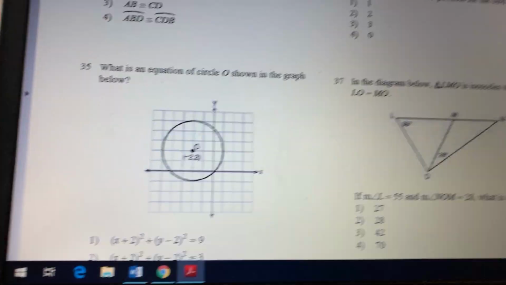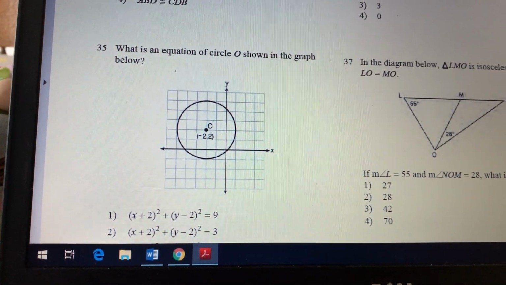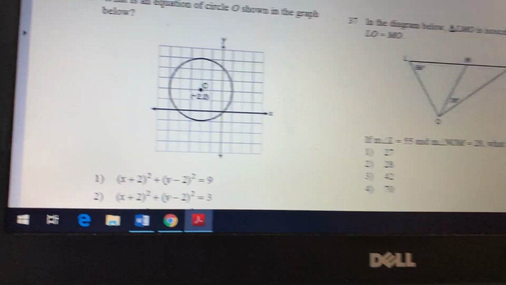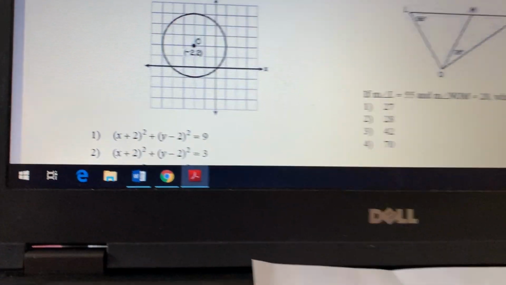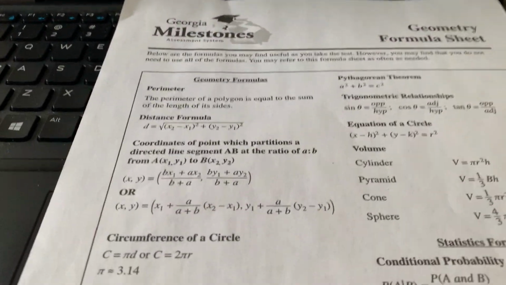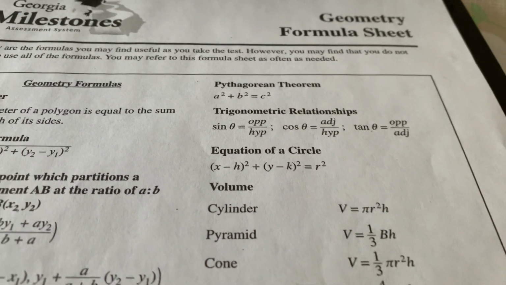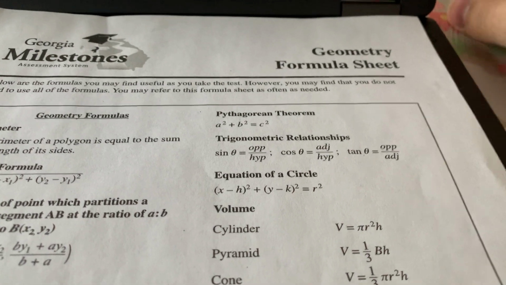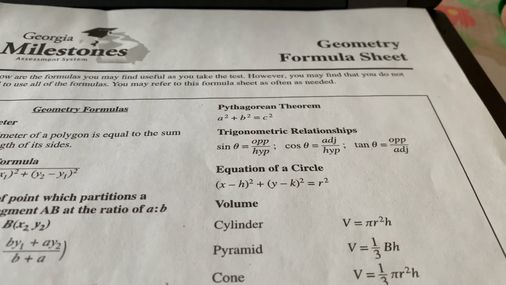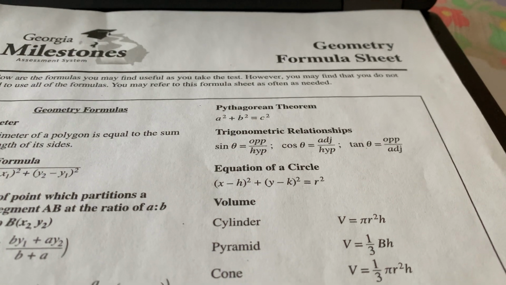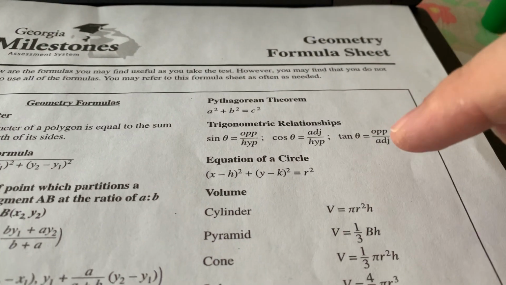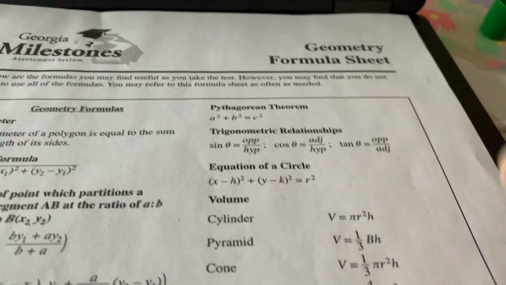All right. Number 35, what is an equation of circle O shown in the graph below? Well, this is going to be the next thing we were going to cover after volume, and we've seen a lot of it now throughout these problems. Equation of a circle. So what we've got to remember is h represents the x-coordinate of the center. k represents the y-coordinate of the center. And they have to have the opposite sign. And whatever is on the right-hand side of my equation is the radius squared.